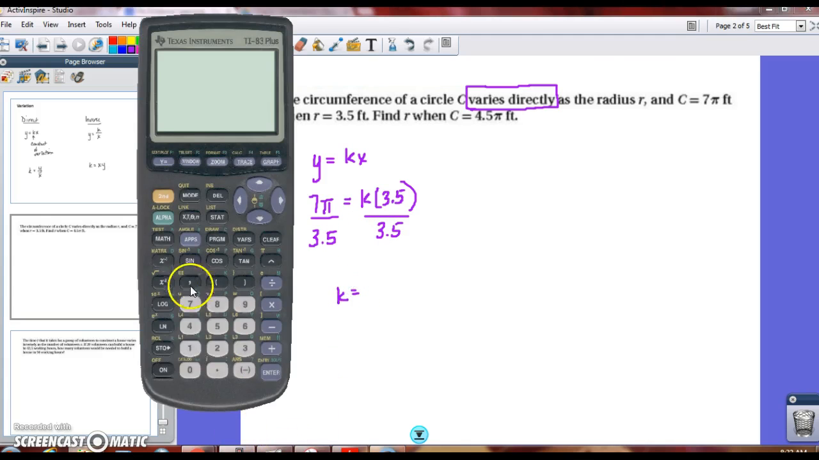In my calculator, I've got 7 pi. If you do the second and then the caret key, that gives you pi, divided by 3.5. And that gives you your constant of variation. It's about 6.28.